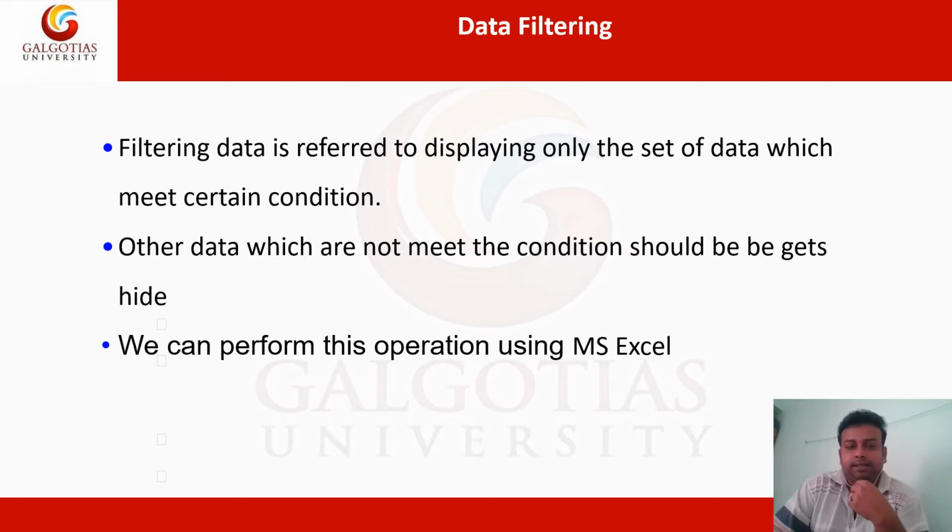So the first operation is filtering. What is data filtering? Filtering of data refers to displaying only the set of data which meets certain conditions. Suppose you have a large set of data. From there, you have to select some data, and that selection depends on certain conditions. This is called filtering. On the other hand, the data which does not meet the conditions will be hidden.